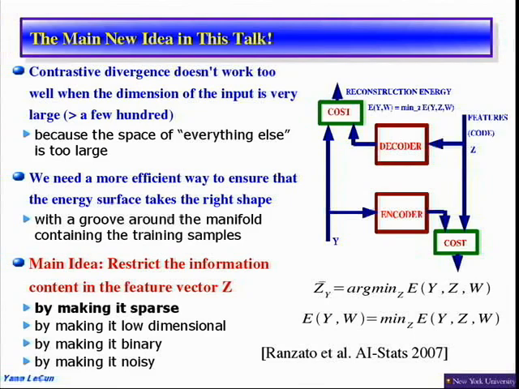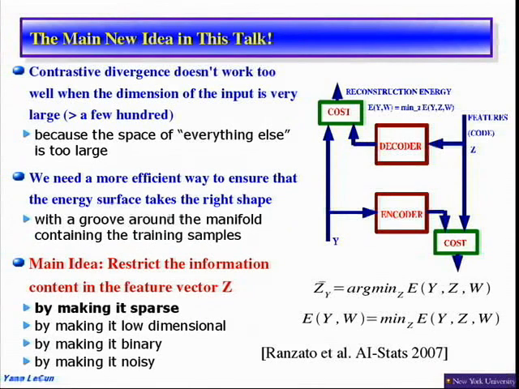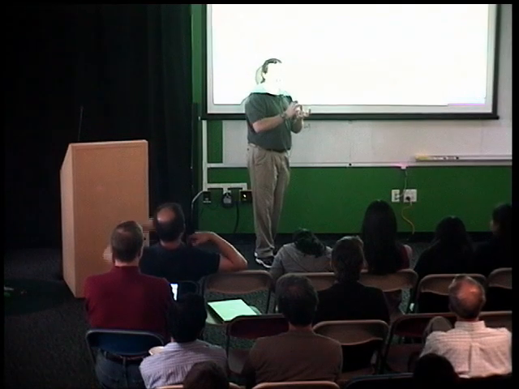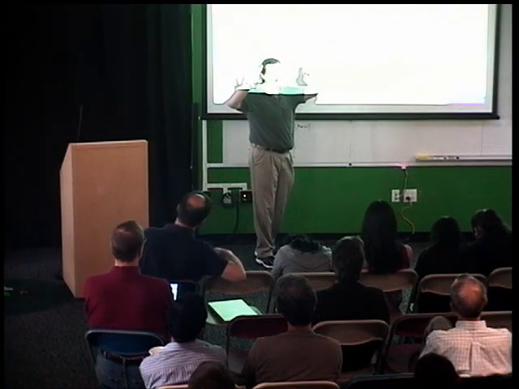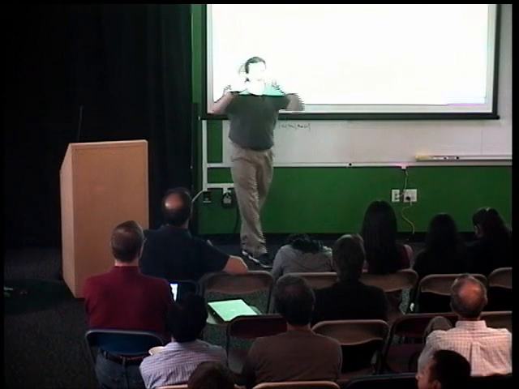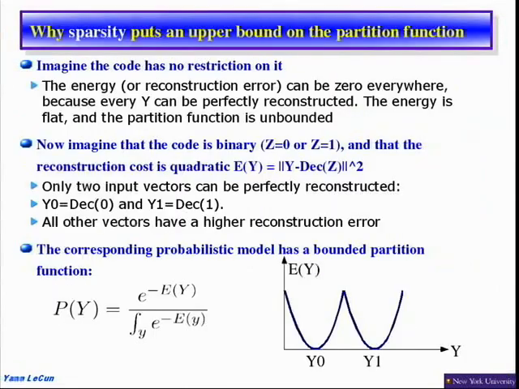Now, here is the main new idea in this talk, which is that we're going to put some constraints on the code. The constraints on the code are going to make sure that the energy of everything that is not a training sample is high. The reason why that happens is a little mysterious, but I'm going to tell you about this in a minute. The main insight is the following. Actually, let me show you an example of this.